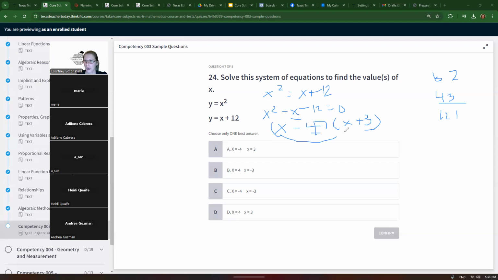So I'll show you. X squared plus 3x minus 4x, the FOIL method that I was talking about, first, outside, inside, last, minus 12. See how that's the same as this, right? X squared minus x minus 12, right? So now what we'll do is we'll set these equal to 0. X minus 4 equals 0.